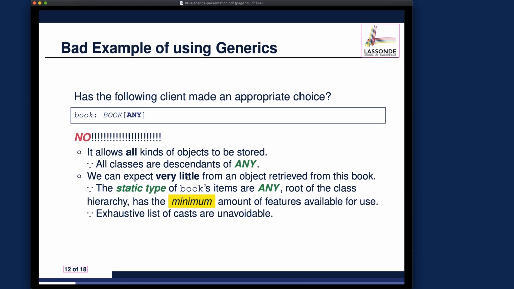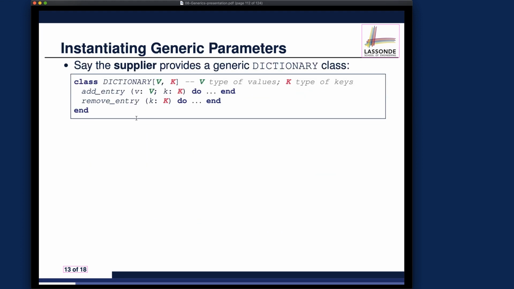And then, exhaustive. So this is the thing. You still have to do an exhaustive list of the cast, even though you're using a generic class, because you made a very bad choice about the instantiation. Okay, so now let's make some concluding remarks.